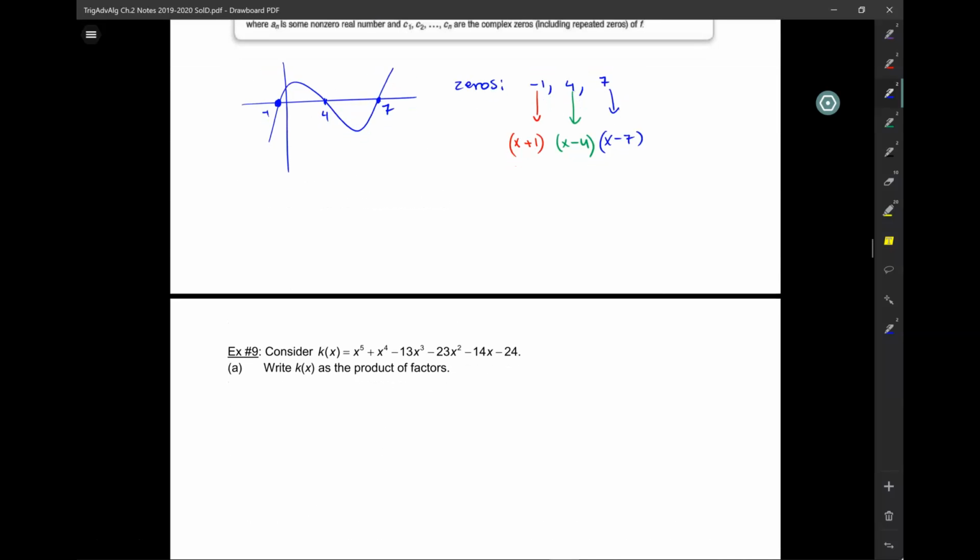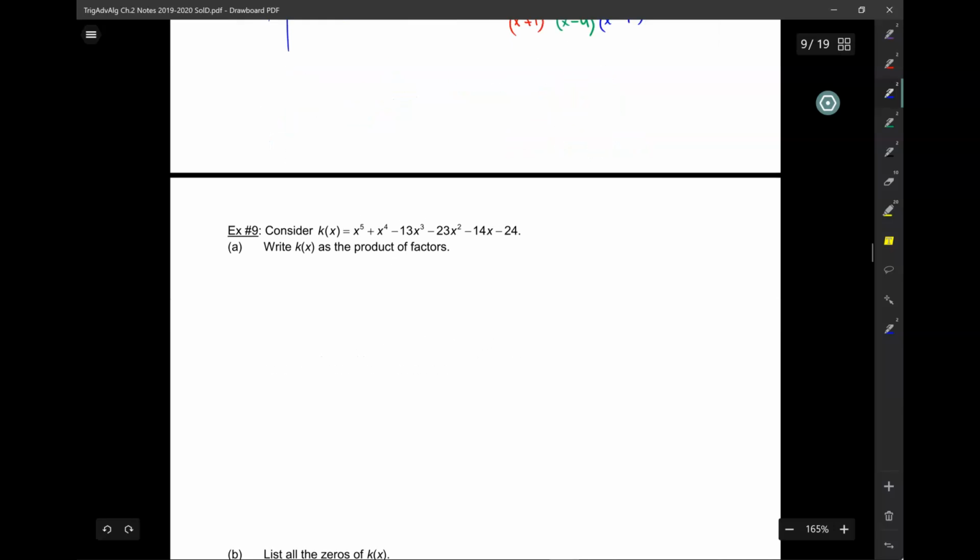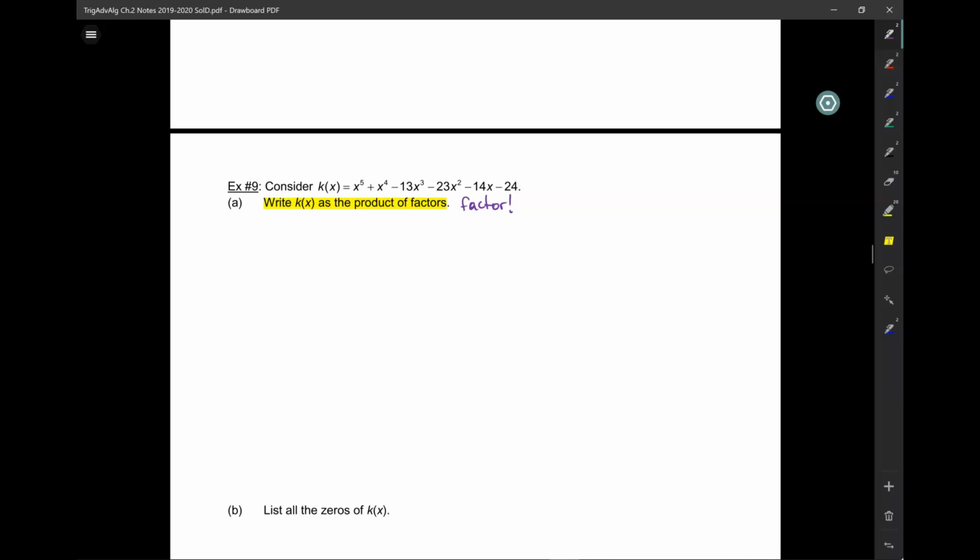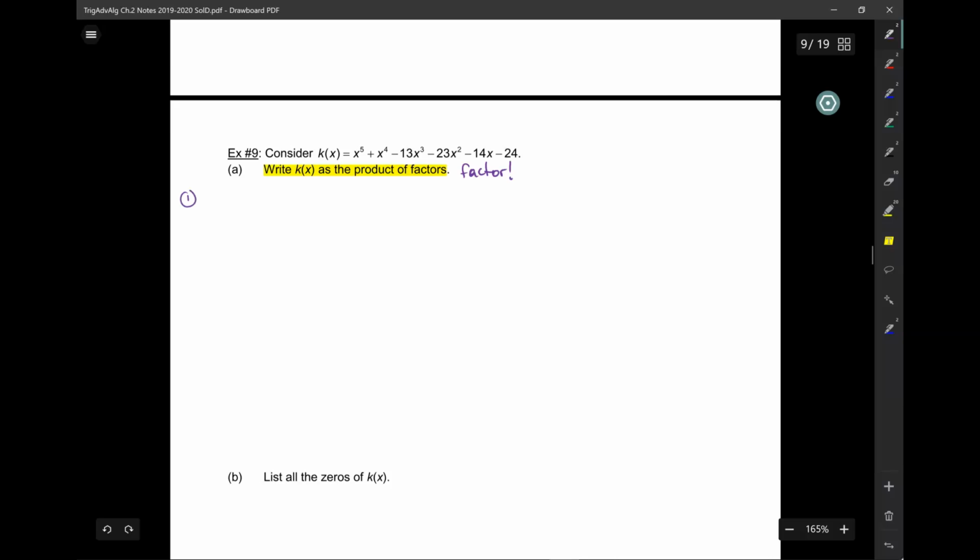Now we've got this new function. X to the 5. Look at how nasty that looks. We're going to factor this and write it as a product. Write as a product of factors. All that means is factor. That's all that means. We're going to start with P over Q. So let's do P over Q.